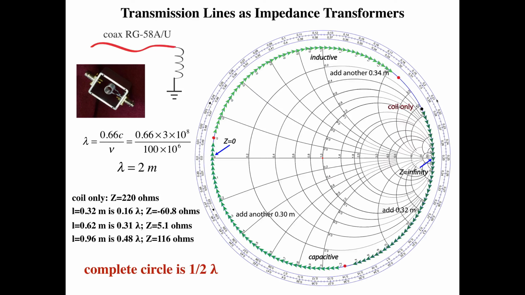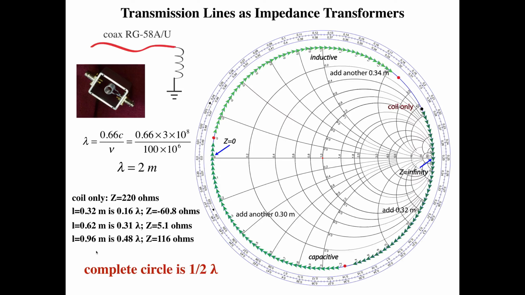We have 0.21, add 0.31 lambda. Okay, that gives us what? 0.52. Okay, so we go around. Over here's 0.5, and add another 0.01, 0.02. We would get to this value. Again, very close. So that's what we would have predicted, and this is what we measured.